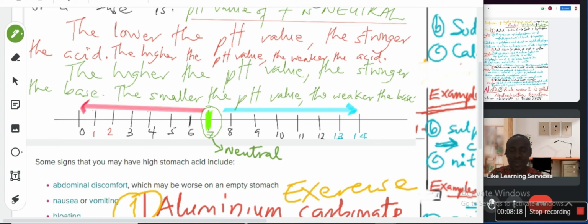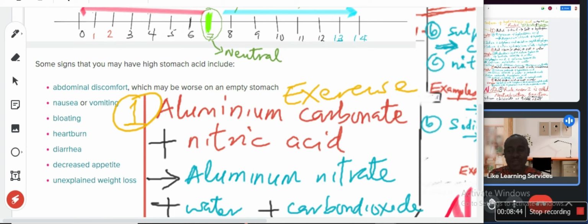Interesting. Now, a pH value of 2 and 5, which one is a stronger acid? 2. 2 is stronger than 5 because the lower the pH value, the stronger the acid. A pH value of 9 and 13, which one is a stronger base? 13 is a stronger base because as you are moving to the right, the base gets stronger. As you are moving to the left, the acid gets stronger.